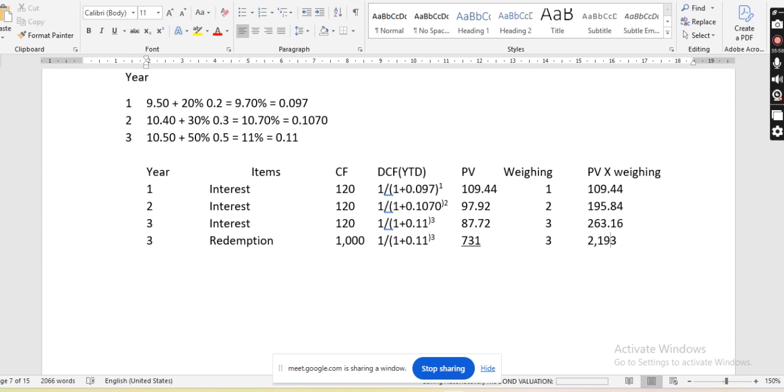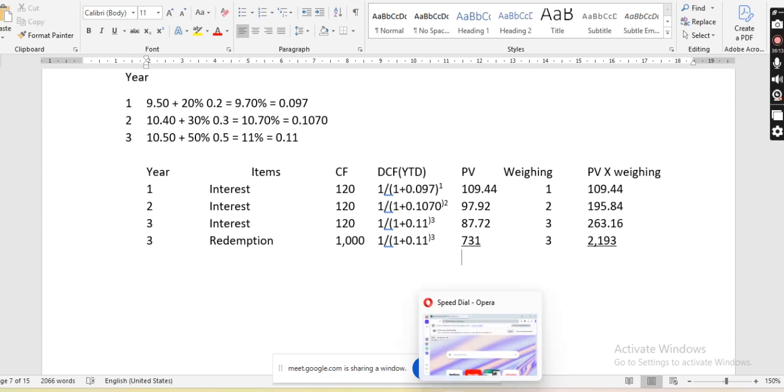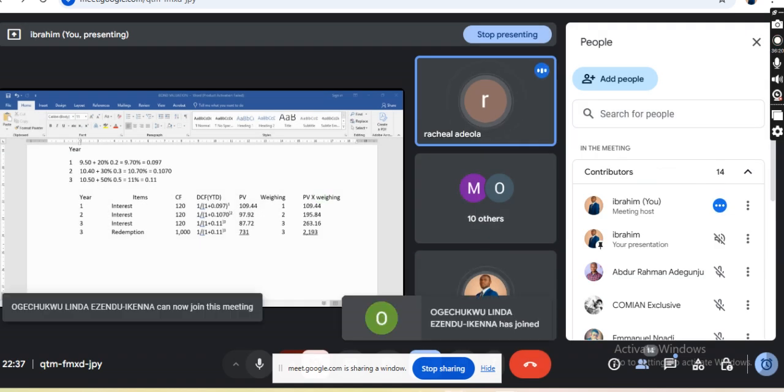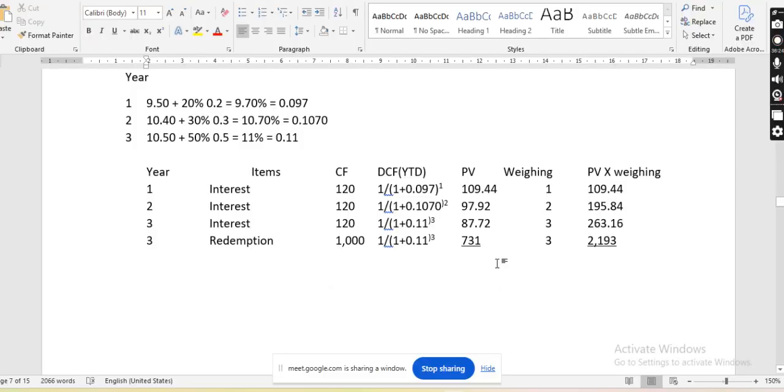Okay. That's fine. Now let's quickly add this together. For the PV and weighing, just 2761.44. Okay. What of this PV? 1026.08. Okay.